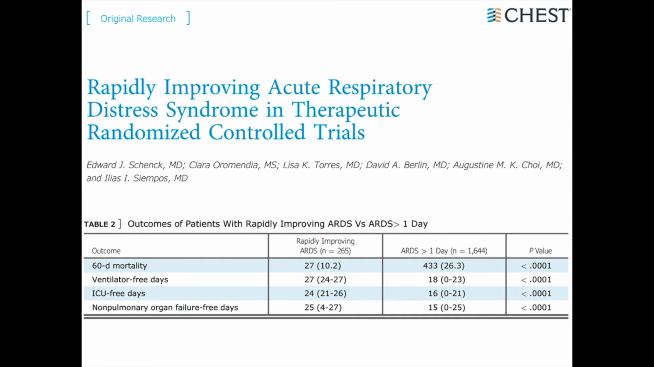The other thing that we need to see is the rapid improvement of ARDS. That is, there is a certain group of patients who tend to have a very good response to treatment even though they are having ARDS. In this study, they classified the patients into two groups: the patients who had a rapid improvement of ARDS versus the patients who had ARDS beyond day 1. Here you can see the patients who had a rapid improvement of ARDS had a better 60-day mortality, better ventilator-free days, ICU-free days, and non-pulmonary organ-free days.